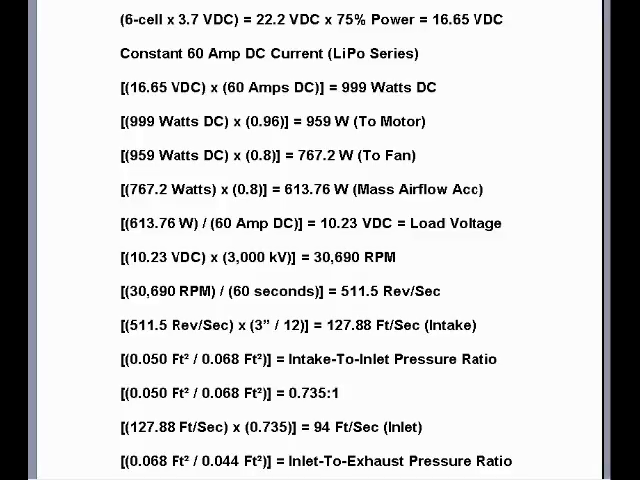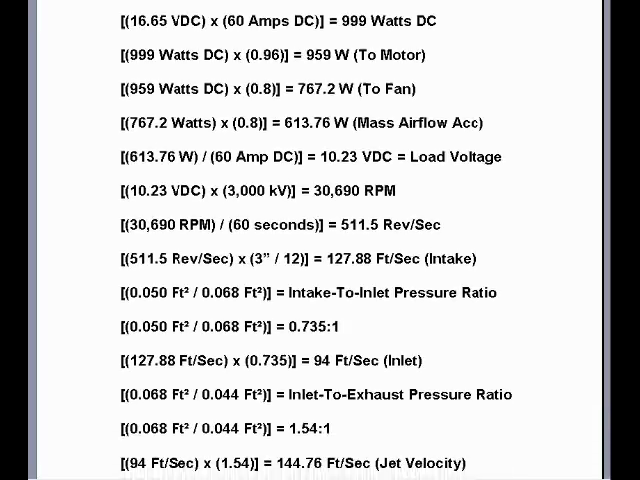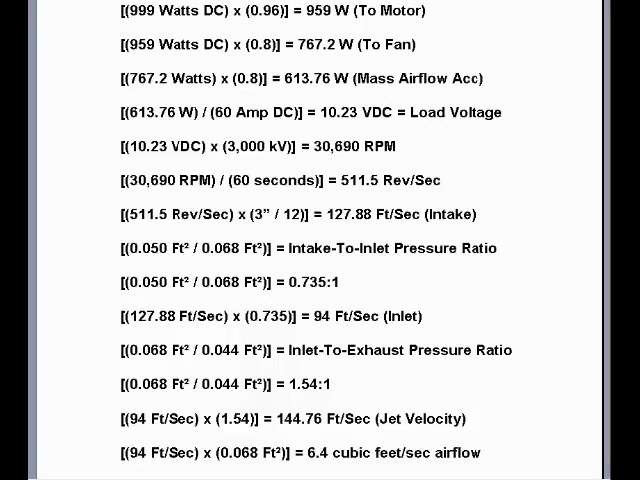So the inlet will have 94 feet per second of airflow at the inlet. Then we simply calculate the ratio, pressure ratio between the inlet and the exhaust. So we take the cross-sectional area of the inlet, 0.068 square feet, divided into the cross-sectional area of the exhaust, 0.044 square feet. There will be an inlet to exhaust pressure ratio of 1.54 to 1. We then multiply the 94 feet per second airflow velocity at the inlet times 1.54, so there will be a 144.76 feet per second jet velocity when at 75% power.